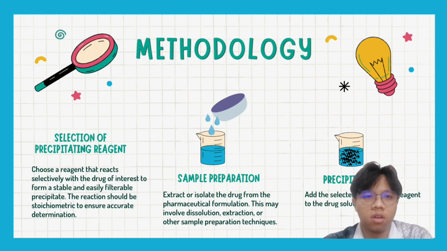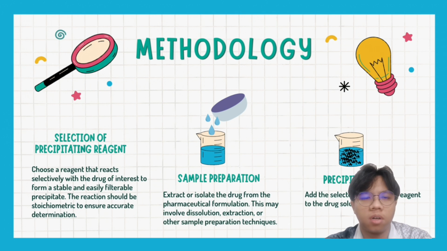Now we go to the methodology. First is selection of precipitating reagent. Choose a reagent that reacts selectively with the drug of interest to form a stable and easily filterable precipitate. The reaction should be stoichiometric to ensure accurate determination.